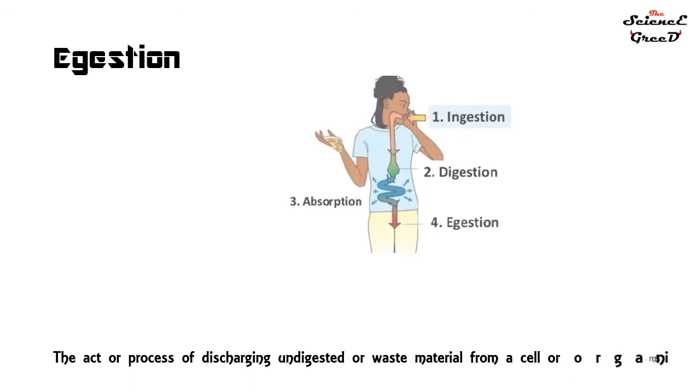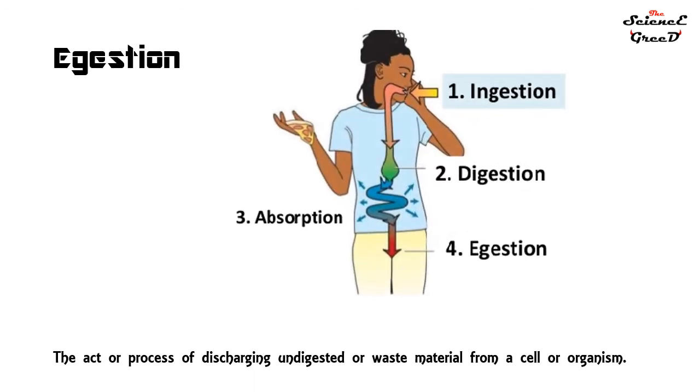Egestion. The act or process of discharging undigested or waste material from a cell or organism. A part of the food which we eat cannot be digested by our body. This undigested food cannot be absorbed in the small intestine. So, the undigested food passes from the small intestine into a wider tube called large intestine.